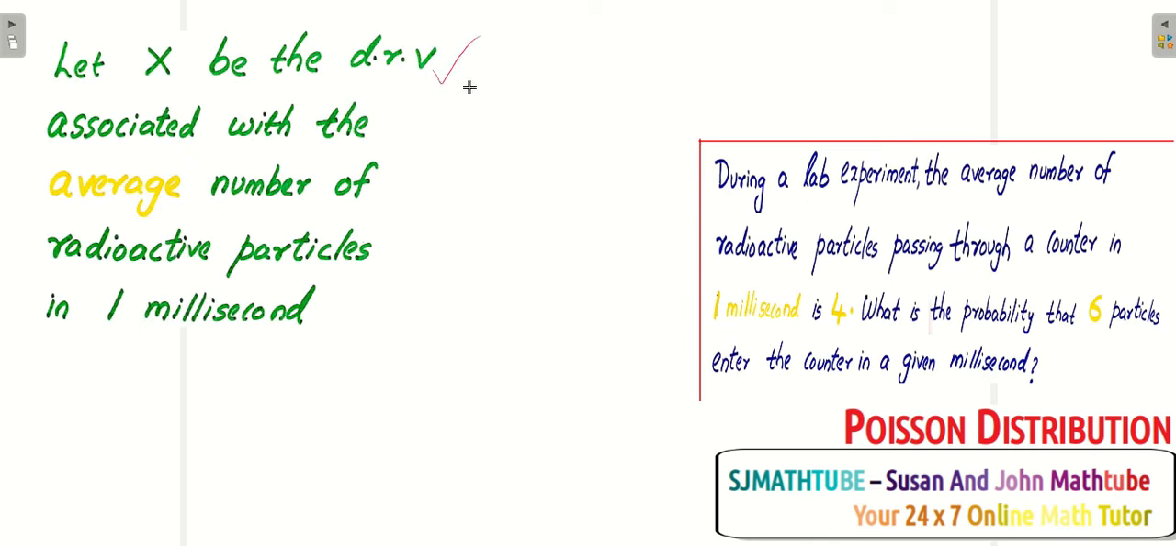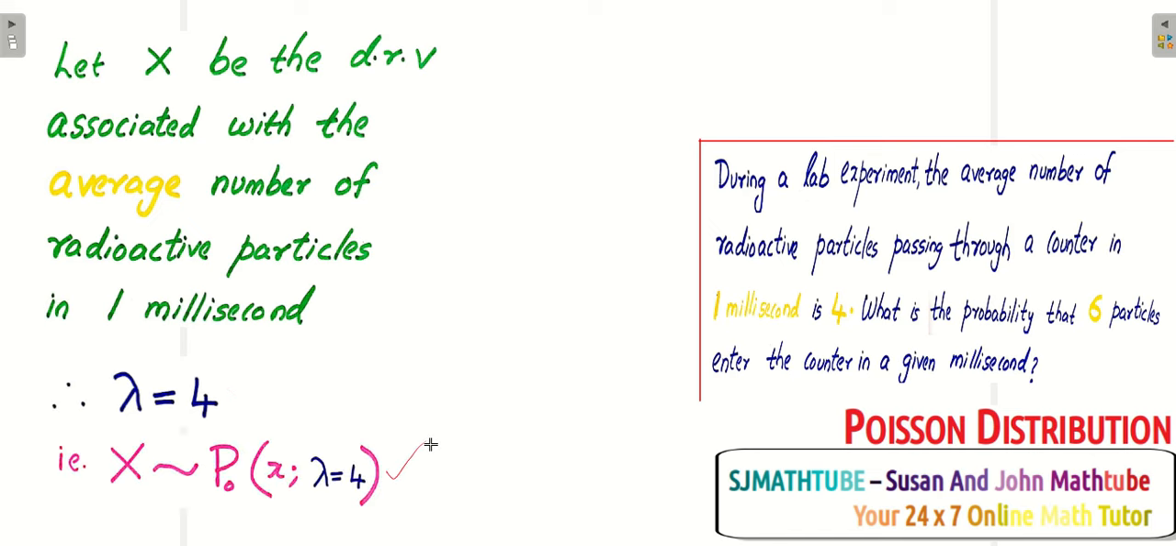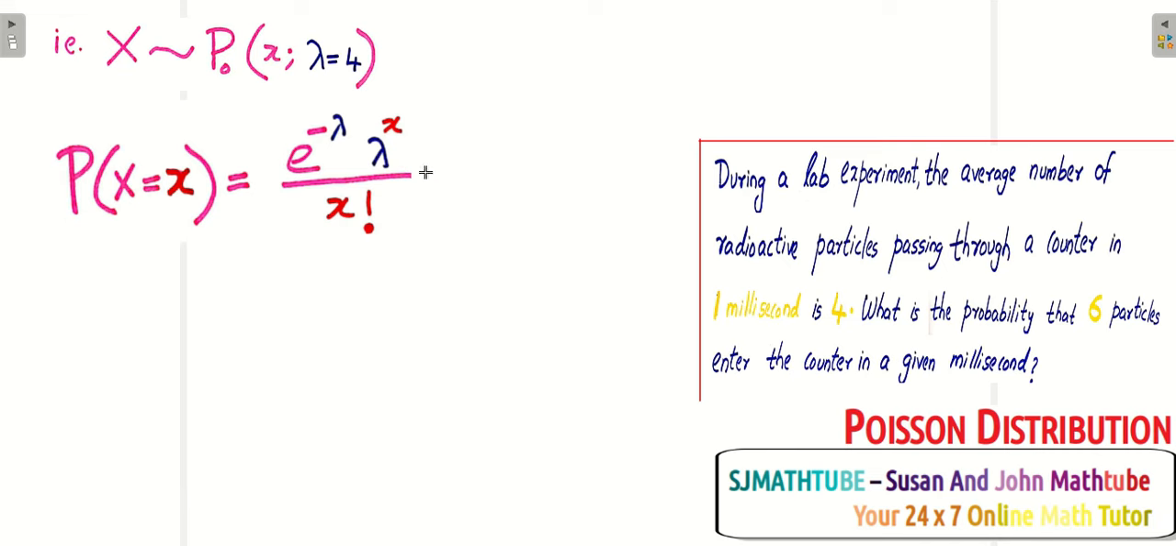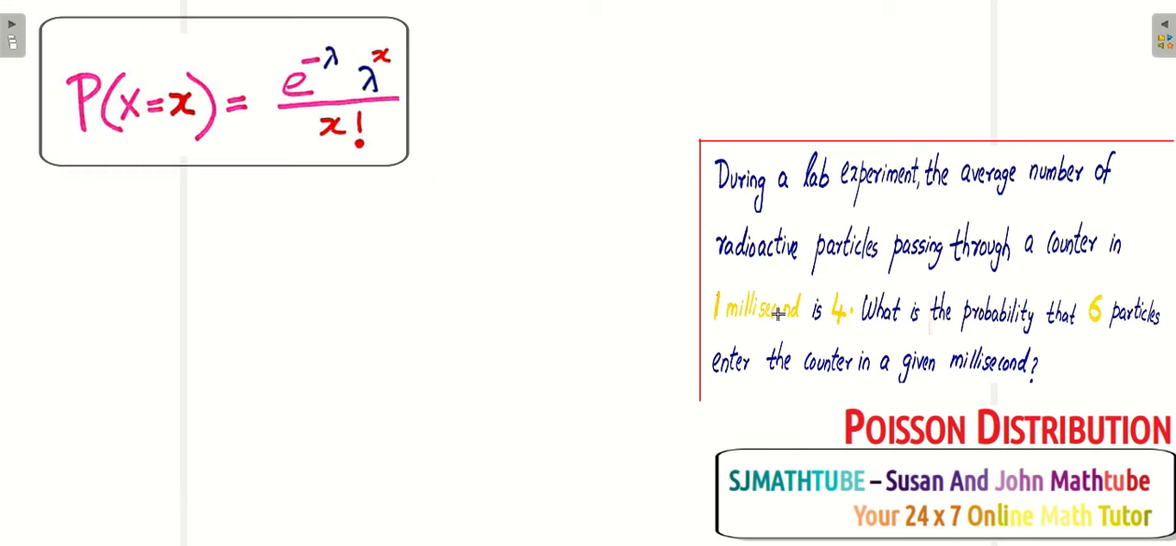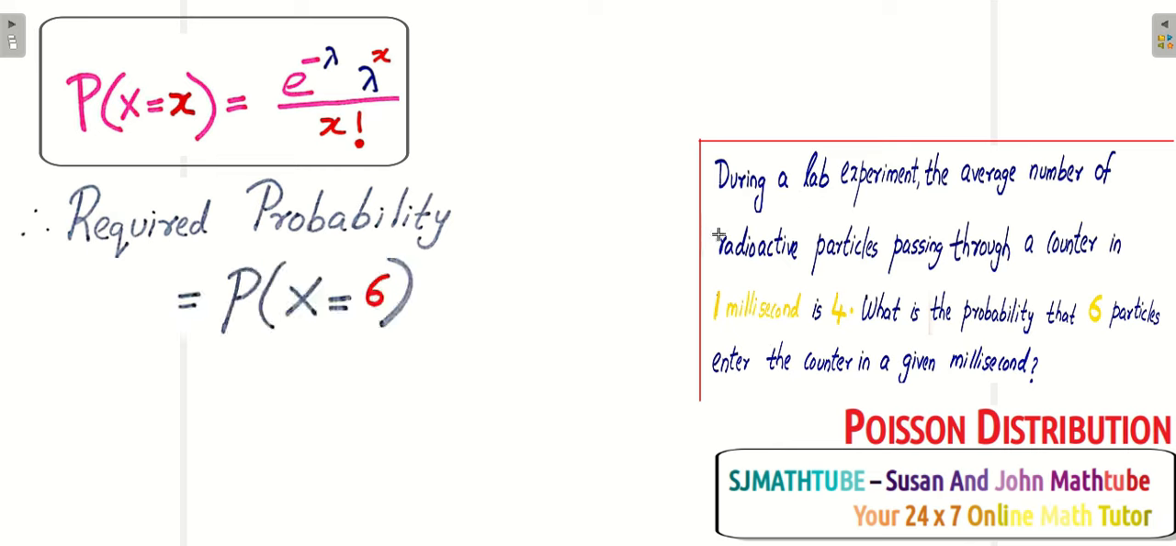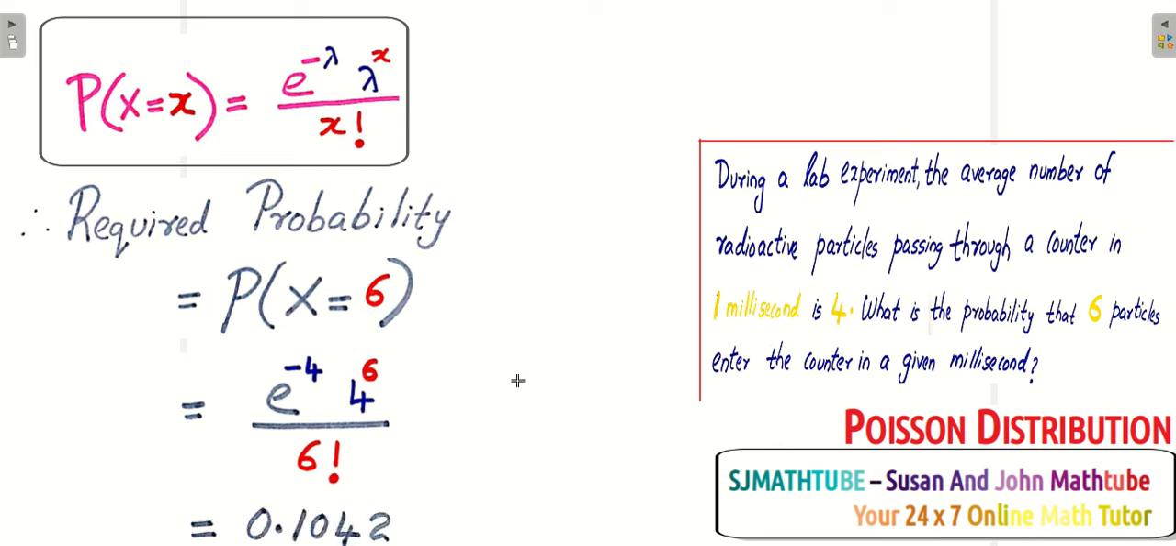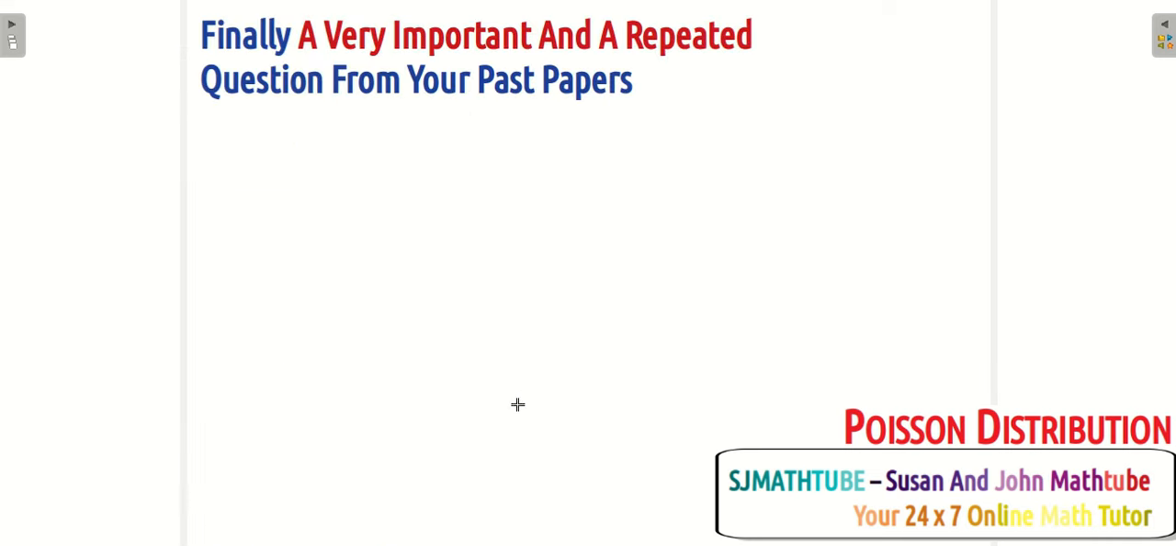Let's define the random variable capital X, and then lambda equal to 4, and then we write the notation and the distribution, and that's it. We are ready for the probability. So what is the probability of 6 particles? Look at this. We define capital X to be the required number of particles. So it will be equal to 6, and plug in that 6. That's it, 10%.